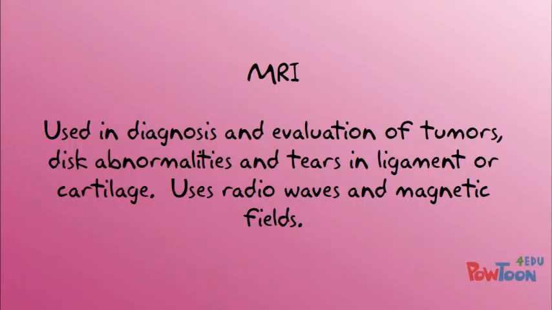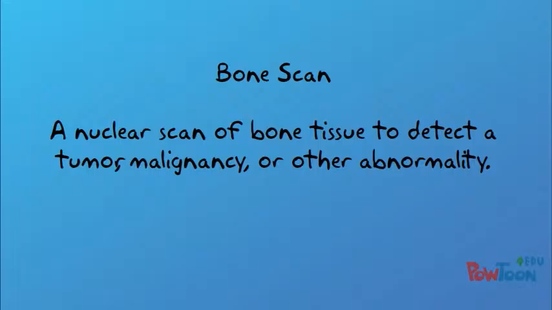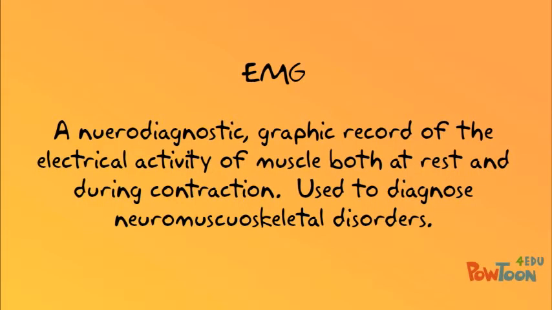An MRI is used in diagnosis and evaluation of tumors, disc abnormalities, and tears in ligament or cartilage. It uses radio waves and magnetic fields. A bone scan is a nuclear scan of bone tissue to detect a tumor, malignancy, or other abnormality. An EMG is a neurodiagnostic graphic record of the electrical activity of muscle both at rest and during contraction. It is used to diagnose neuromuscular skeletal disorders.